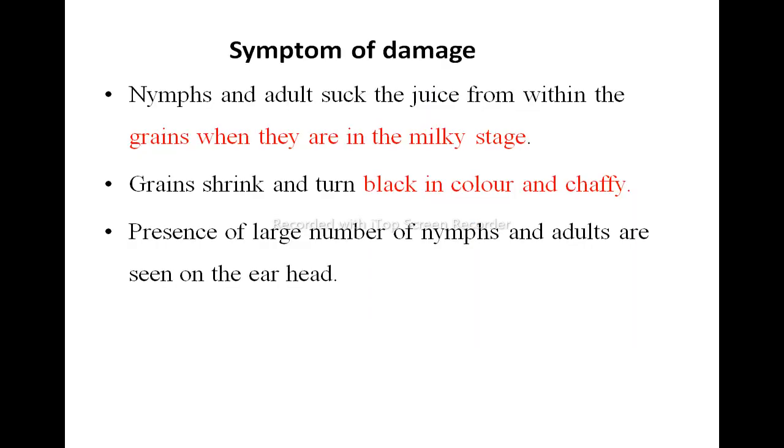Next, symptom of damage, means which type of symptom we can see. As the name indicates, earhead bug means hemipterans, which suck the juice. Nymph and adult both suck the juice from the grains when the crop is at milking stage. Because of that, the grains shrink and turn black in color, showing chaffiness also.